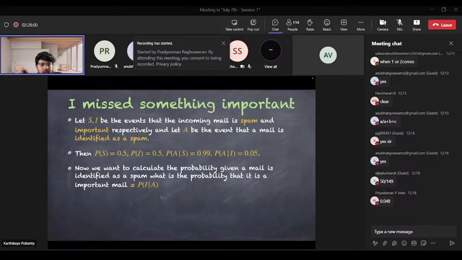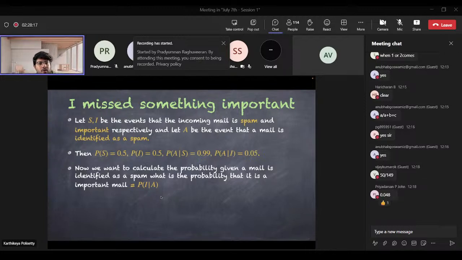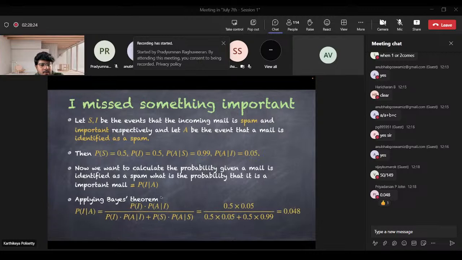So now what do we want? We want to calculate, given a mail is identified as spam, the probability that it is an important mail. So given A, I want to know the probability that it is important, P of I given A. Applying Bayes theorem, it is P of I times P of A given I, that is, it is important and it is identified as spam, upon all the possible outcomes that it is identified as spam. You can plug in the values and check; it comes out to be 0.048.